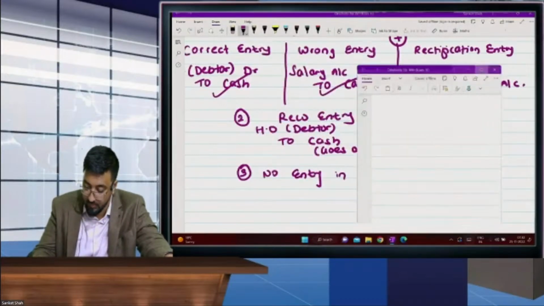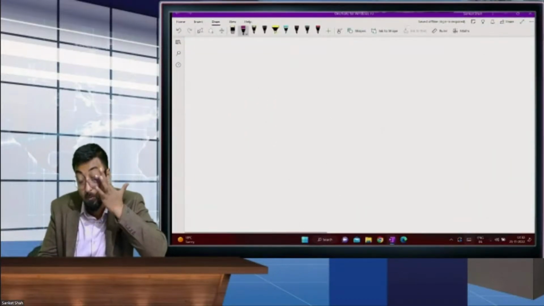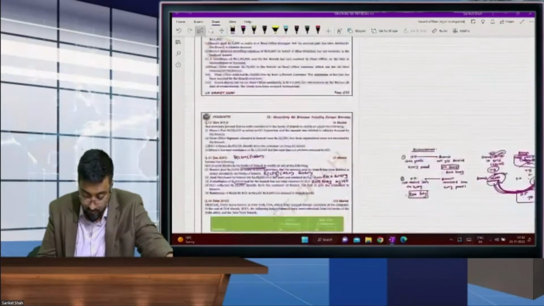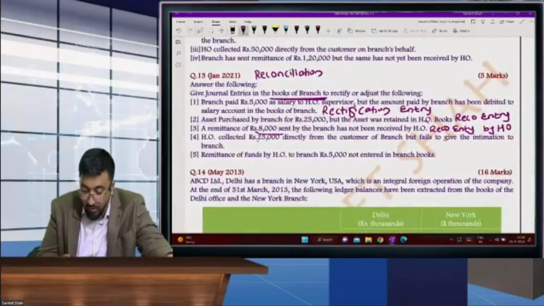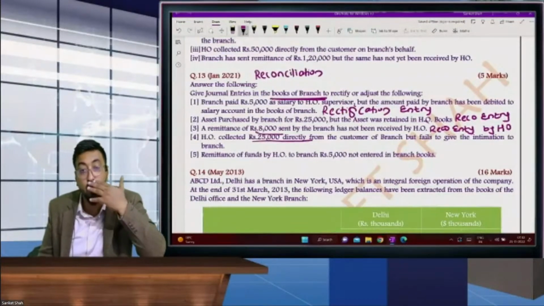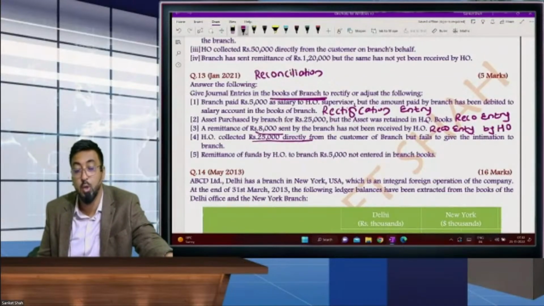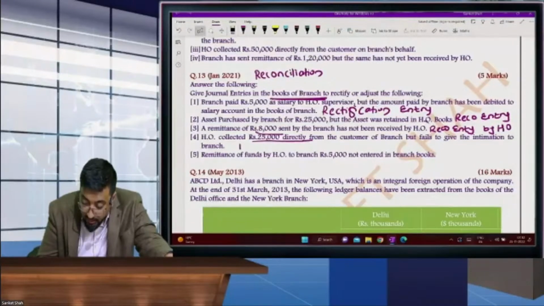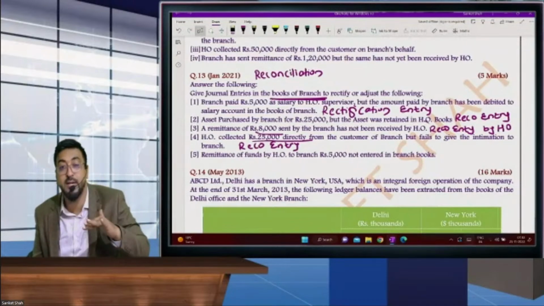Next one. Fourth one. HO collected 25,000 directly from the customer of branch, but fails to intimate branch. Oh, so branch does not have any idea. Okay, so who will pass entry? RICO entry. So branch has to pass this RICO entry. Branch has to reduce its debtors.